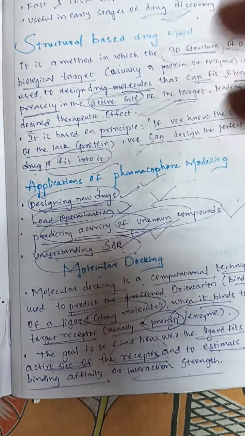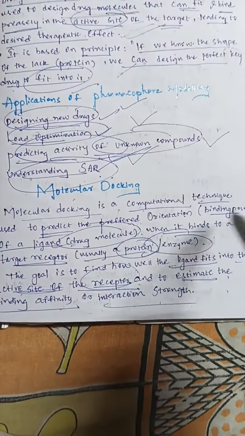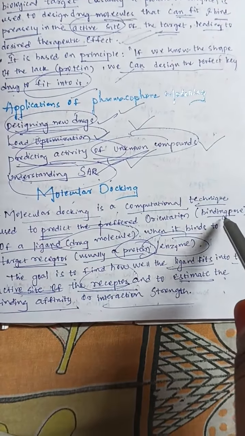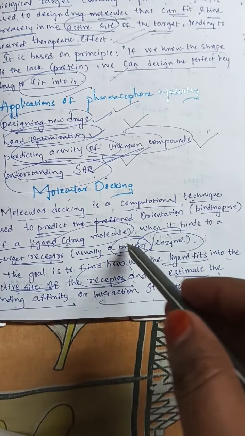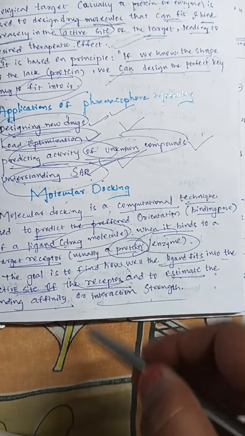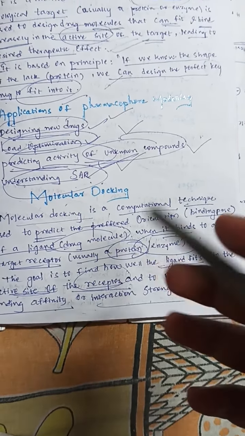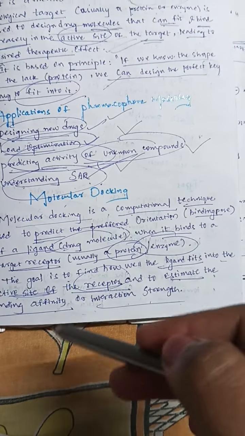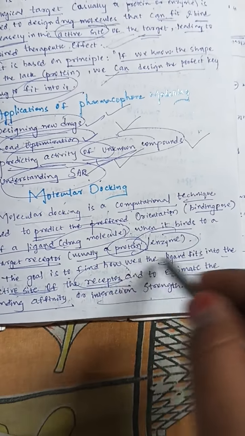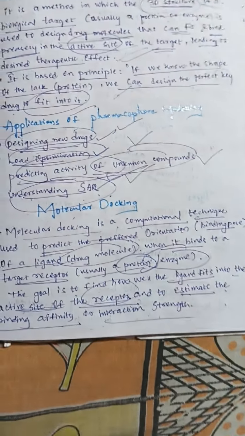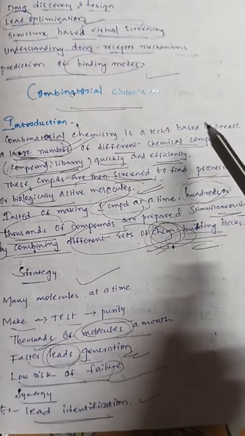SAR, and molecular docking. This technique predicts the orientation of the binding pose of a ligand when it binds to the target receptor, such as a protein or enzyme, and what will happen if that binding occurs. It estimates the binding efficiency and the strength of the interaction.